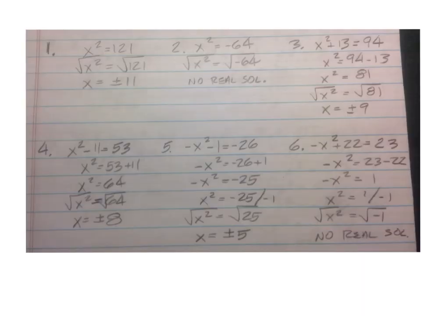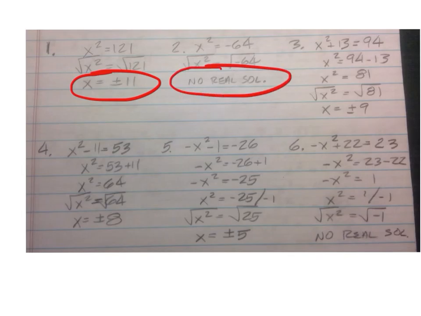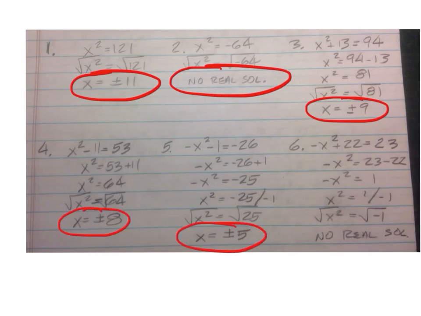Homework answers from last night. Number 1 is plus or minus 11. Number 2 is no real solution. 3 is plus or minus 9. 4 is plus or minus 8. 5 is plus or minus 5. And 6 is no real solution. You must have the plus or minus sign where necessary. Anybody still need to see these on the screen?